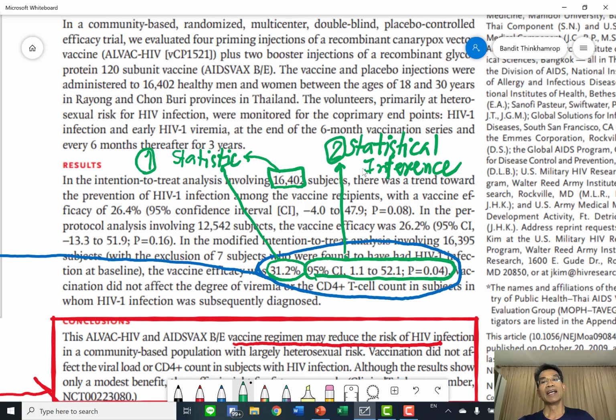That means it used what was found in the sample to apply inference to the larger population, from small n to the capital N. Okay, so this is statistical inference.